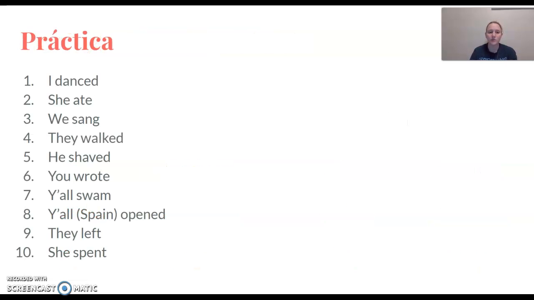Okay, so down below here, I have some verbs for you, and I want you to go ahead and translate these from English to Spanish. These are all in the preterite. One of them, he shaved, is a reflexive verb, so don't forget your reflexive pronoun.